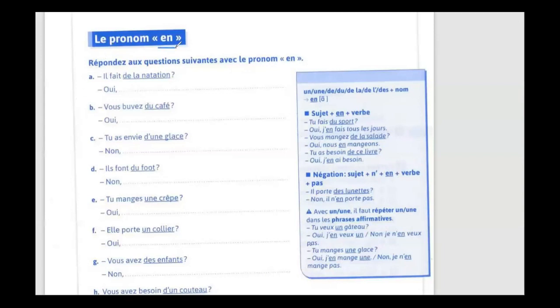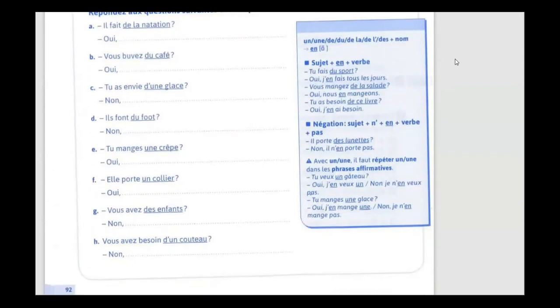Le pronom en. The same thing is written here. When you are seeing these expressions, du, de la, etc., on utilise le pronom en. Répondez aux questions suivantes avec le pronom en. Il fait de la natation. What will be the answer here? You have to keep the verb intact. You have to replace this de la.